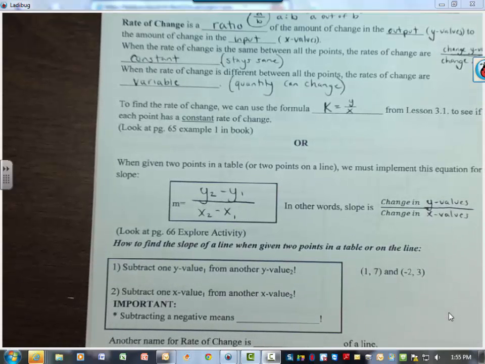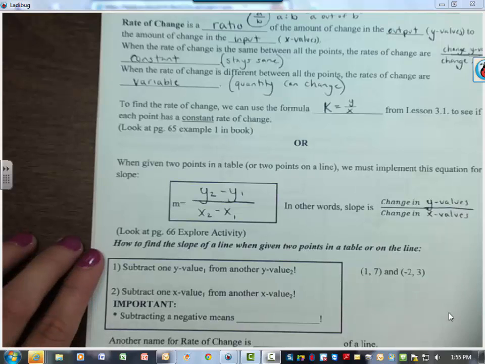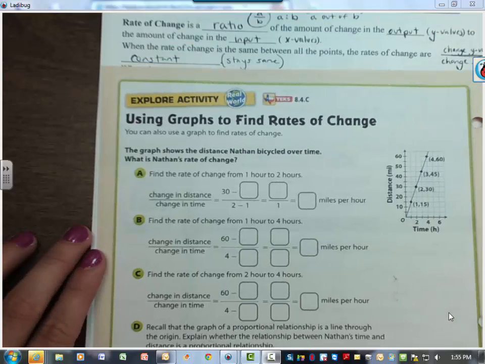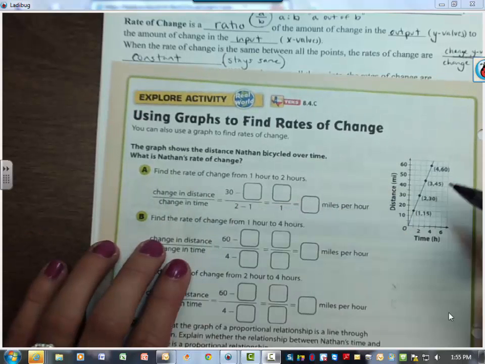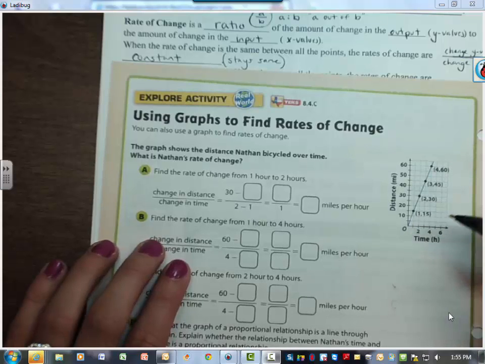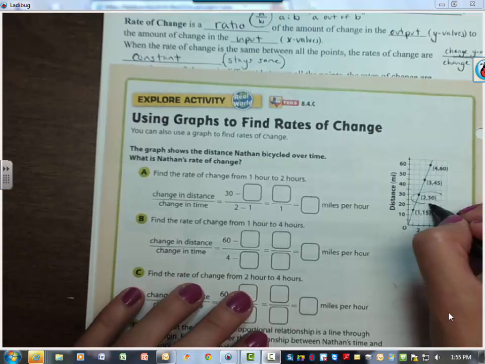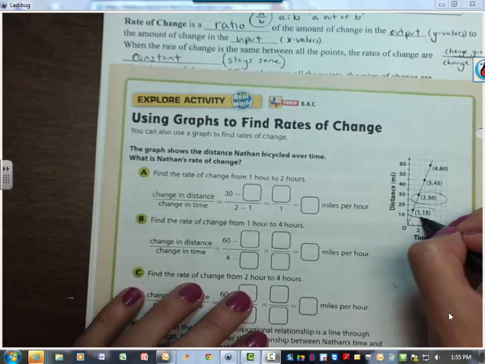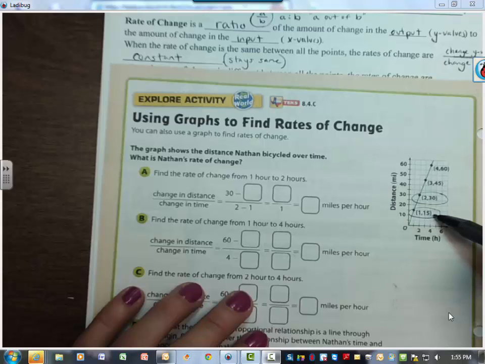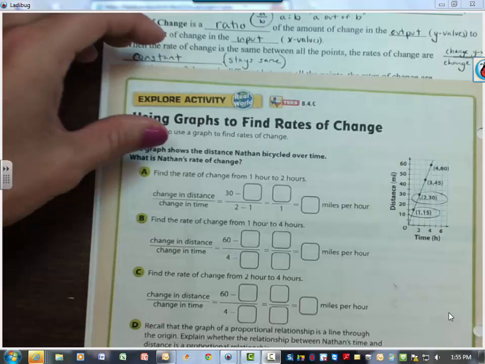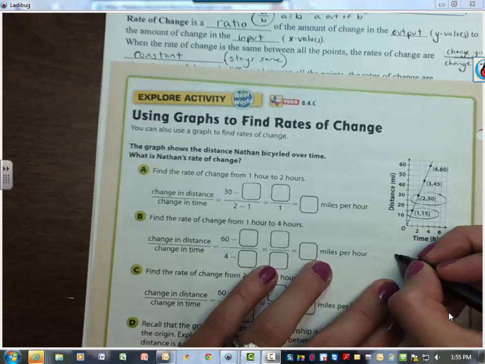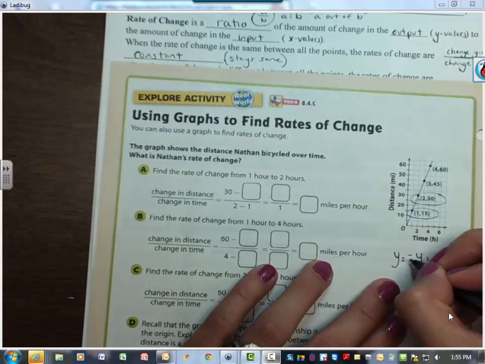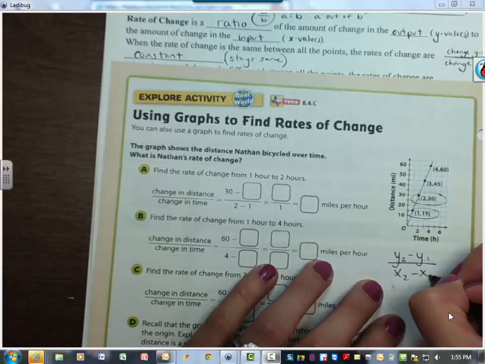So when I'm looking at a question like this that STAAR might ask, page 66 has a really good example. It's giving you a graph, and we want to figure out Nathan's rate of change because this is how much he's bicycling over time. So what I can do is pick 2 points. Let's say (2, 30) and (1, 15). That means in 1 hour he's ridden 15 miles, and in 2 hours he rode 30 miles. So I'm going to use these 2 points with my formula. My formula again is y2 minus y1 over x2 minus x1.